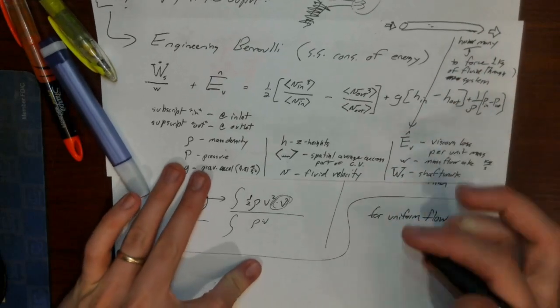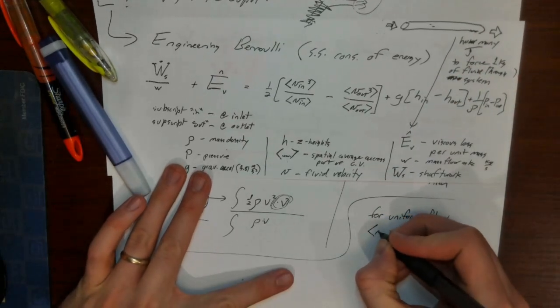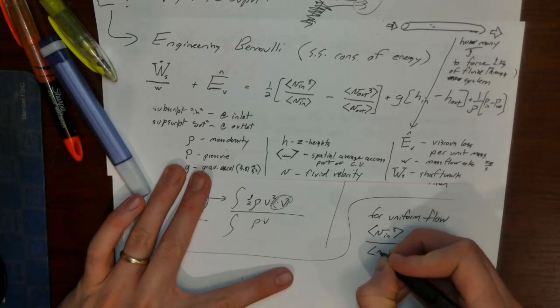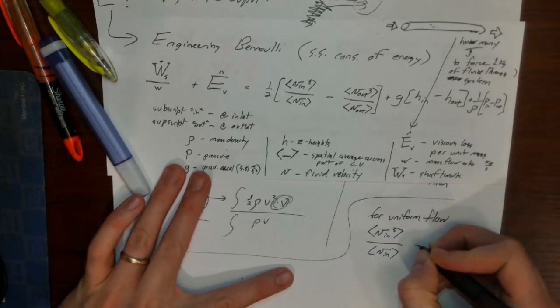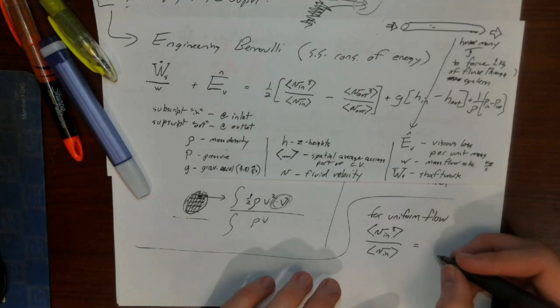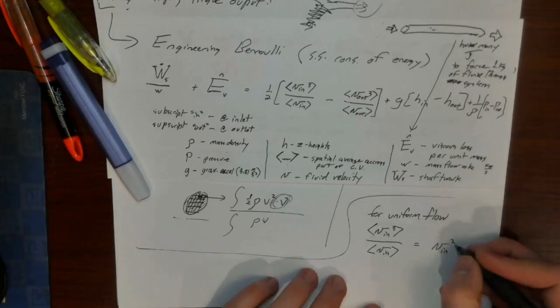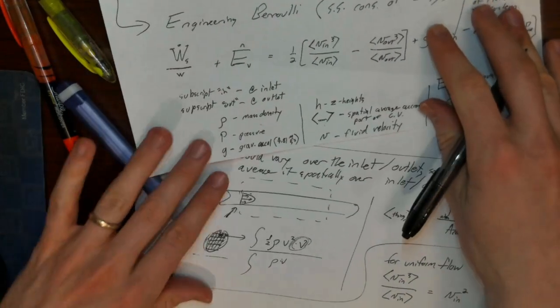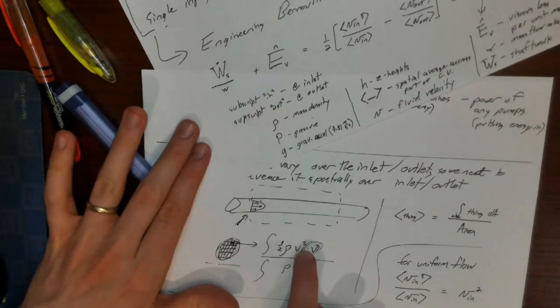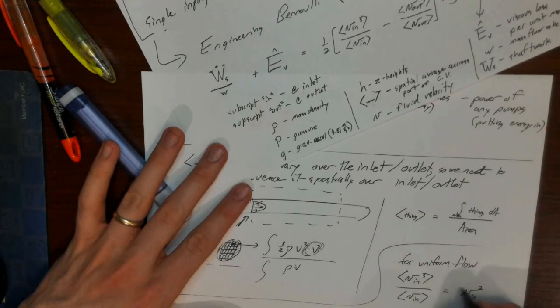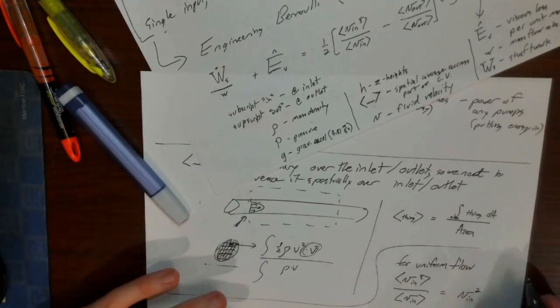For uniform flow, bracket Vn cubed over bracket Vn is basically equal to Vn squared. That basically you can imagine, if these velocities are uniform, then you can essentially pull them out of the integrals, and then the V cubed cancels with the V in the denominator, so you just get V squared, and the rest of it cancels as well.